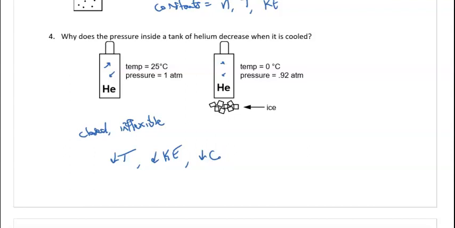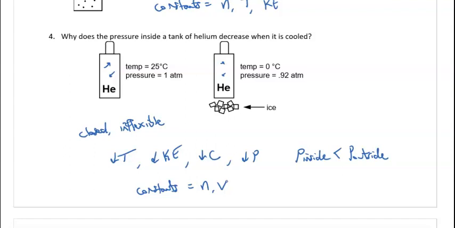It's going to take them longer. And if there's less collisions, I know pressure is also going to be impacted. So what happens to the pressure inside the tank compared to the outside pressure? It started equal at 1 atmosphere. Now the pressure inside is less. We've decreased the pressure. Constants for this one, moles and volume. So these are all ways that we could change the pressure of a closed, inflexible container.